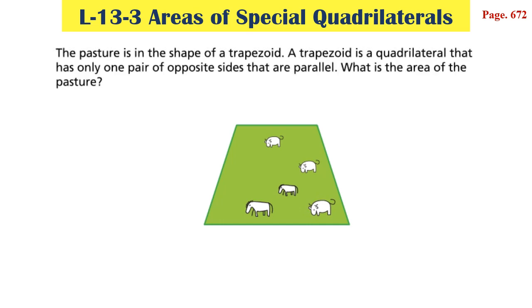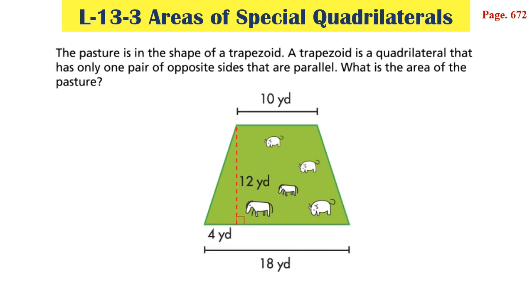The pasture is in the shape of a trapezoid. A trapezoid is a quadrilateral that has only one pair of opposite sides that are parallel. What is the area of the pasture? Let's find out.